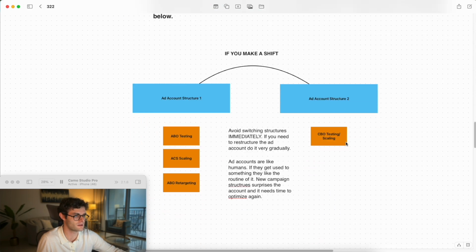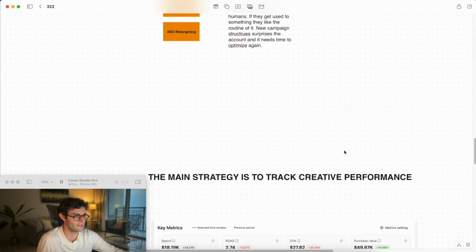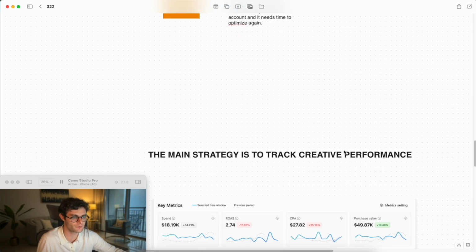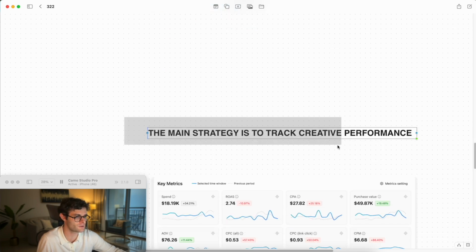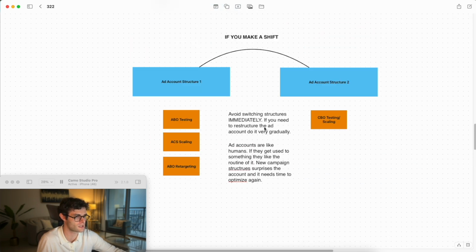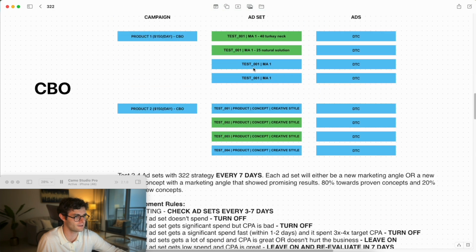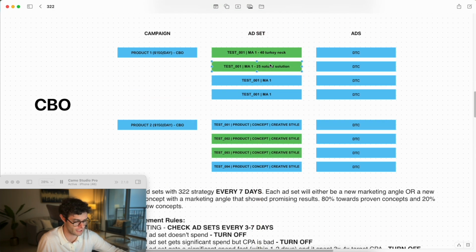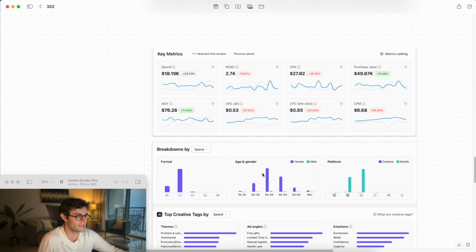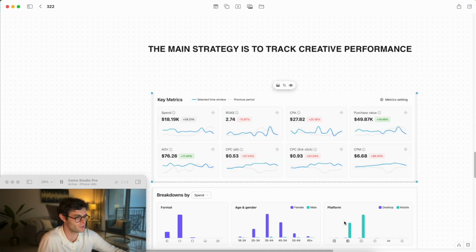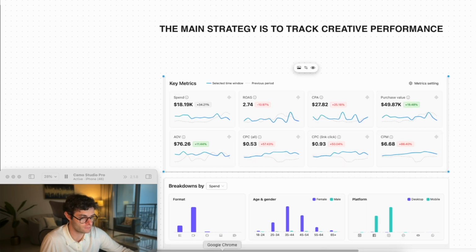And this is the account structure once again. And if there's one thing that really matters with all of this, the main strategy is to track creative performance. How do we know if we want to test this natural solution angle or this turkey neck? What about the creative concept? How do we choose things? We choose things by analyzing everything. So what I'm showing you here is actually a tool called Atria. Let me show you very quickly.